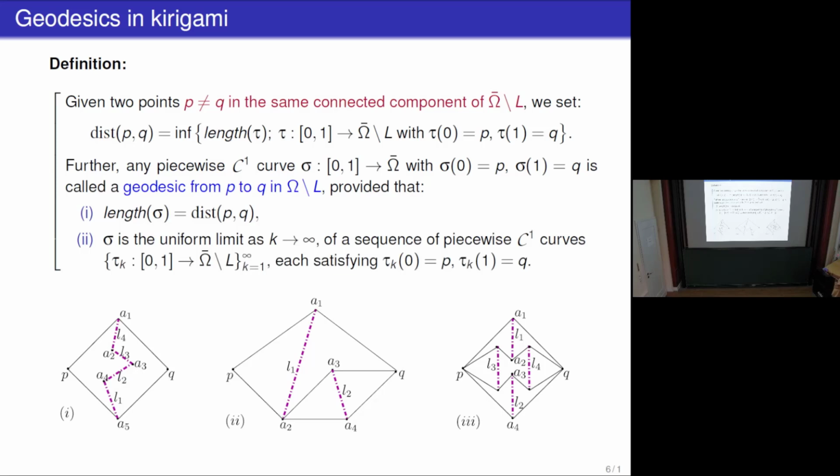It's a very nice definition. And then we say that the curve is a geodesic, provided its length exactly represents this distance defined here, and it is the uniform limit of a sequence of piecewise C1 curves which completely avoid the cuts. This is because my cuts are closed segments, so the geodesic in fact may intercept the cuts at the endpoints of the cuts. So the geodesic itself does not completely avoid cuts because it may touch them at the endpoint.